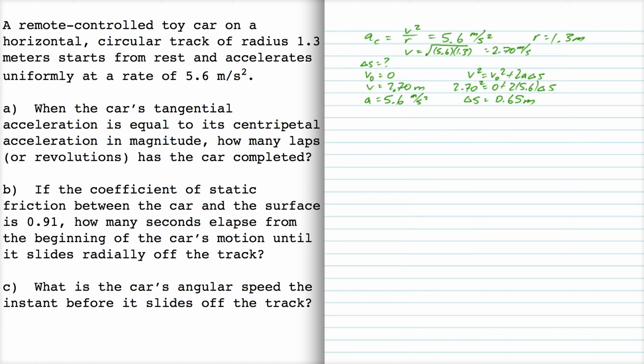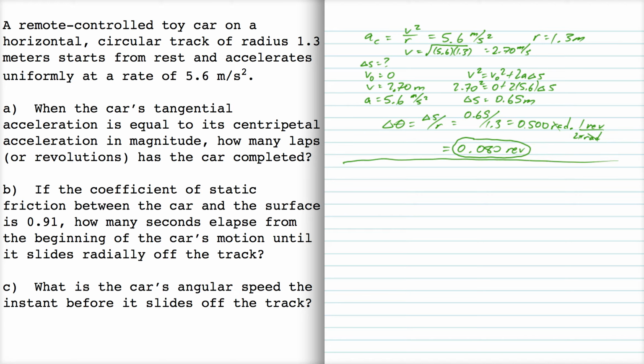Okay, now I want to know how many laps has this thing completed. So I guess it would be best to convert this into radians, right? So delta theta is delta S over the radius. So 0.65 over 1.3. So that's half a radian. And then if I convert that to revolutions, I multiply by 1 rev over 2 pi radians, then I get 0.080 revolutions. So the car has not gone very far. Right?